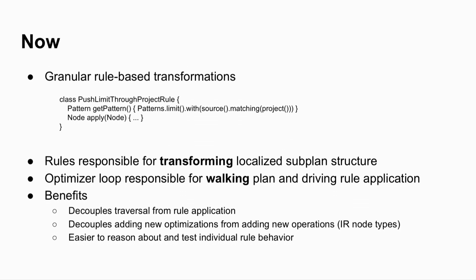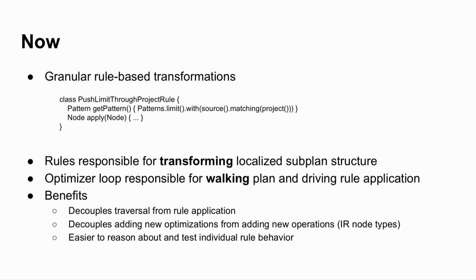So what we ended up doing, over the past couple of years, is we turned the optimizer into a rule-based optimizer that deals with more granular transformation rules. Each rule has a pattern that it can match. So think of, we're doing predicate pushdown. We can write a rule that says, I want to push a filter through a projection. So you have a filter on top of a projection, I want to push it down.